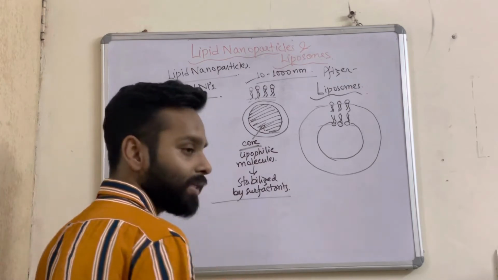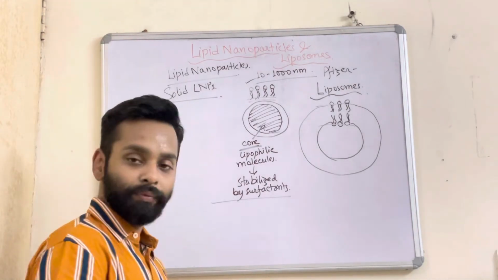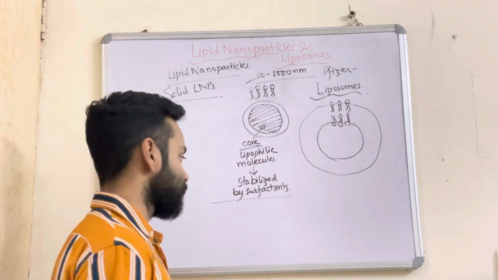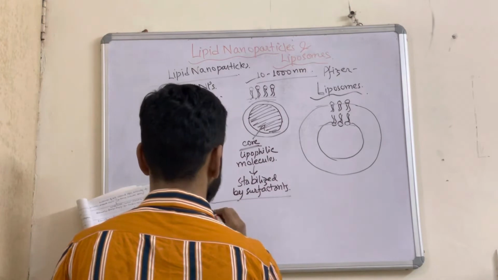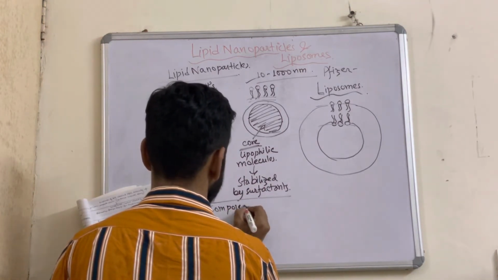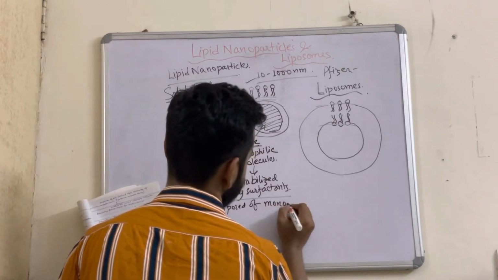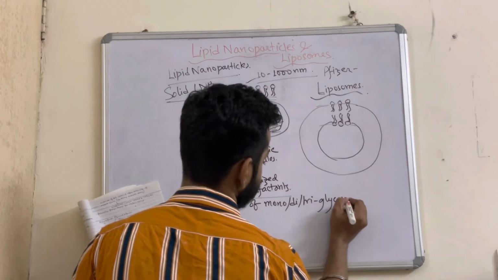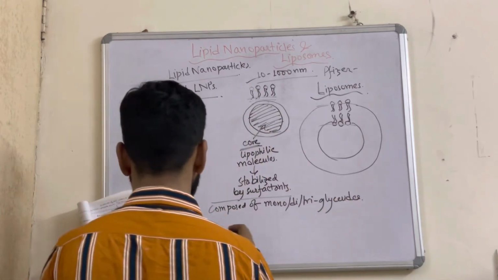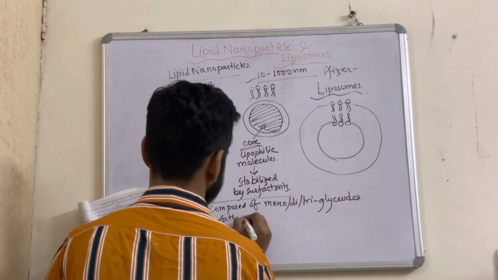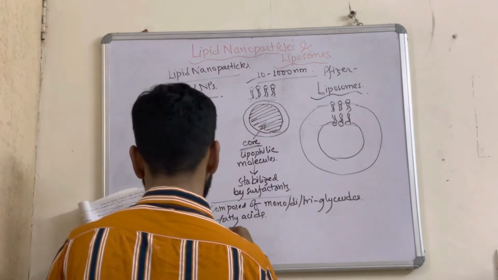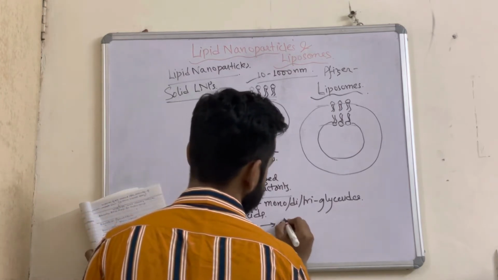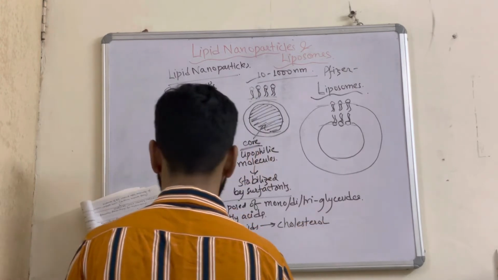What are these lipids made up of? These can be composed of mono-, di- or triglycerides, then fatty acids, steroids such as cholesterol, which is widely used for manufacturing solid lipid nanoparticles, and the waxes.